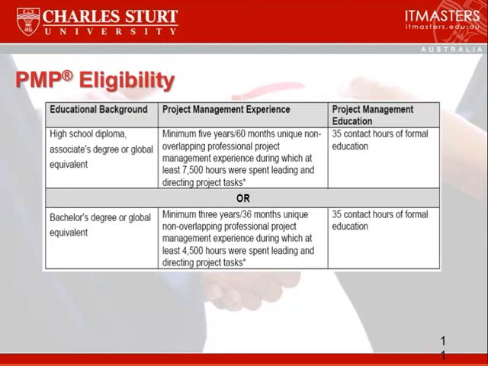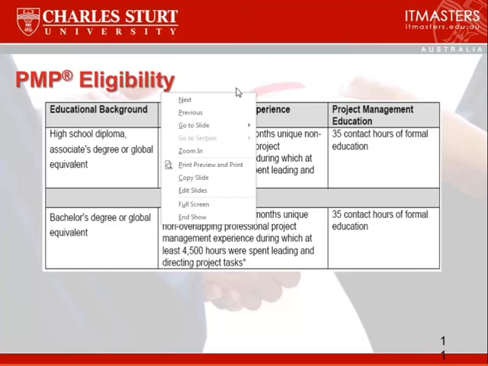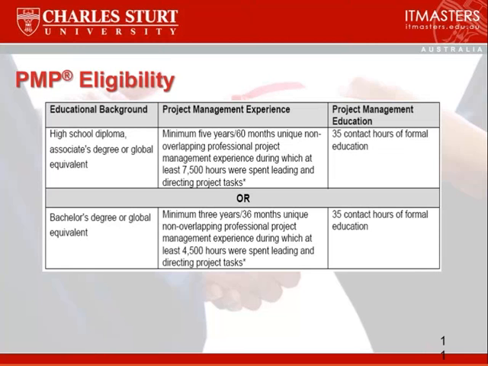In terms of the PMP certification, if you've got a high school diploma, you're expected to show experience which stretches over 5 years or 60 months with unique non-overlapping professional project management experience, covering at least 7,500 hours. You're also expected to have 35 contact hours of formal education.